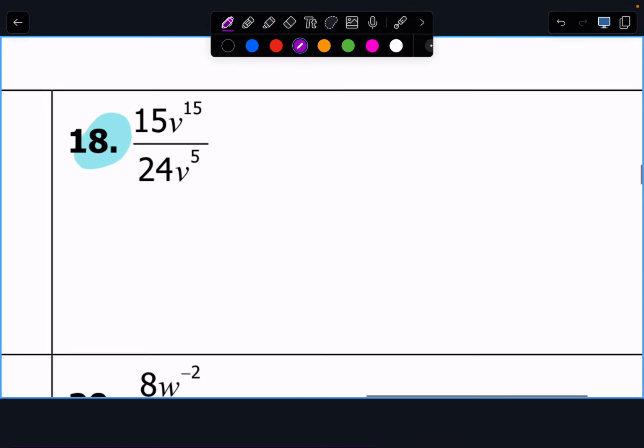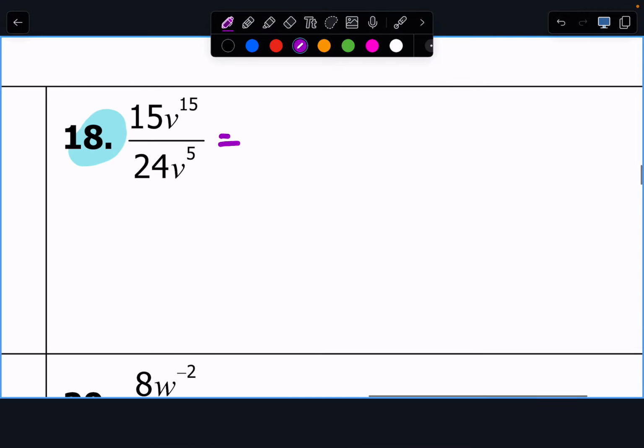Now we're going to jump back to number 18. I think we all know that this v is to what power? V to the 10th. Can we take 15 divided by 24? That's not a nice, no. So if it's not an integer when you divide, you're going to have to just simplify the fraction.